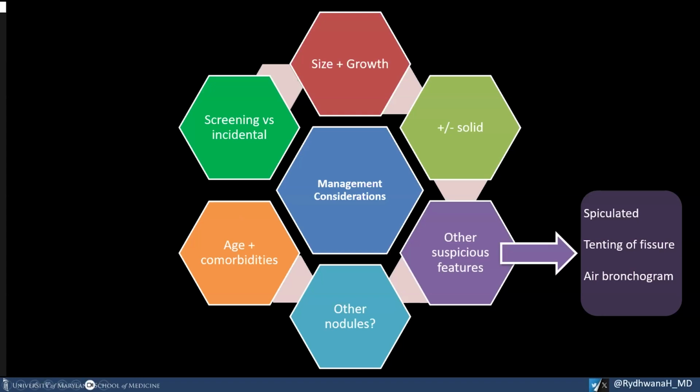Is this multiple nodules or a single nodule that you're evaluating? Once you have answered all those questions, you really want to look at that pulmonary nodule on thin section images and look for suspicious imaging features. Is there spiculation? Are there any signs of tenting of the fissures if it's right by the fissure? And when a nodule starts to develop air bronchograms, that is on the spectrum of becoming a malignant nodule, and that is something you really need to be on the lookout for. Those are all things you need to look for on the thin section images.